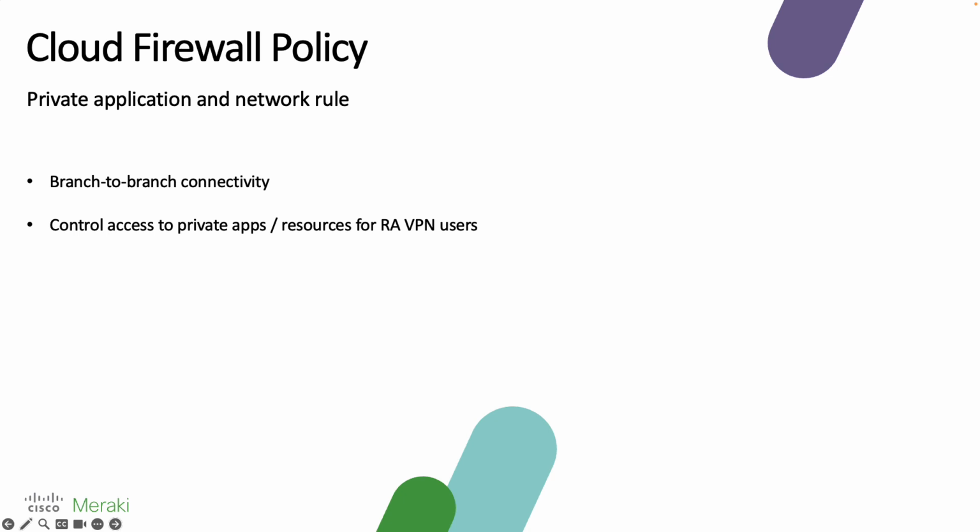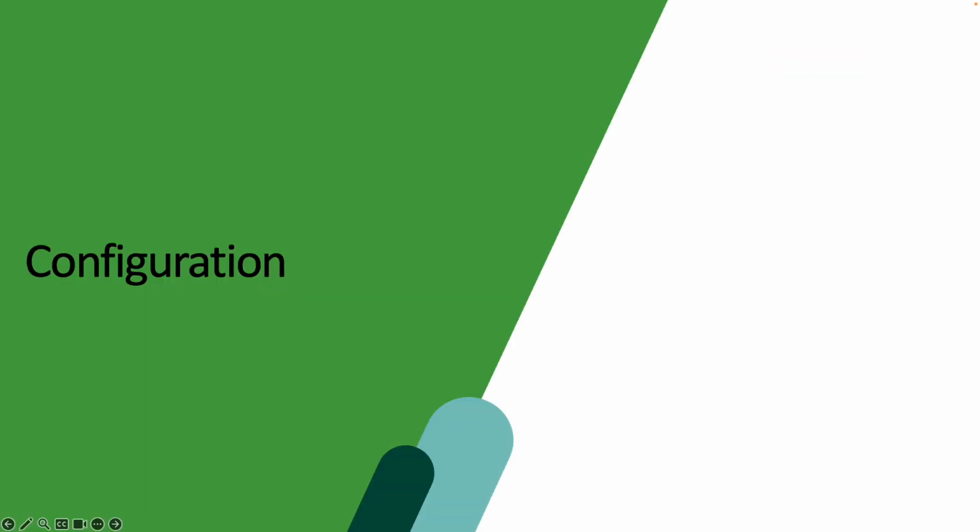For a private application network rule, a couple of examples we might look to implement is permitting branch-to-branch connectivity. In addition, we may also need to provide access to our private apps and resources for our remote access VPN users. So let's see how we would do this in the configuration.